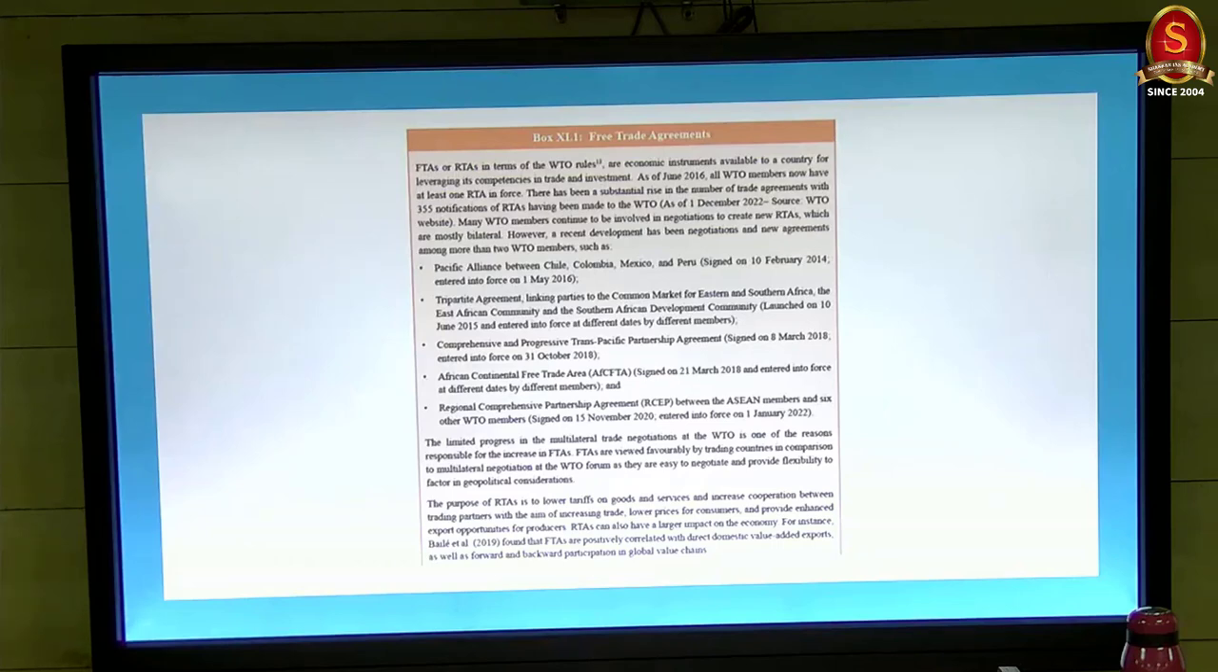And obviously, regional agreements will happen only with the neighbors, which means that globalization of the trade agenda itself is sometimes getting into trouble. But at least we should participate in the regional trade agreements so that this kind of exchange between the countries will improve. So that's one of the tables which is being given here.